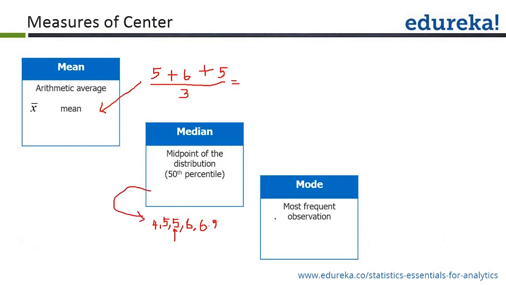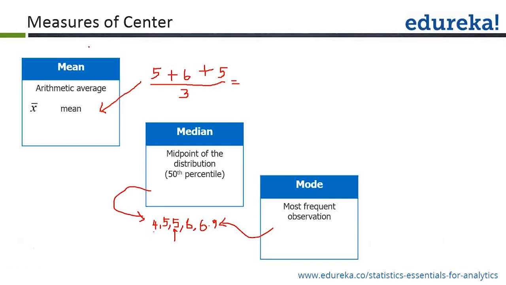The last concept related to measures of center is called the mode. Taking this example, the mode talks about the most frequent observation. In this example, the mode is this number 5, because 5 is occurring the most number of times. So these three M's: first is mean, where you take all these numbers, add them and divide by the total number of observations. Coming to median, you arrange these numbers and take the midpoint of all these numbers. That point is called the median. And coming to mode, you take the most frequent observation, the number which occurs most of the time. That is called the mode.